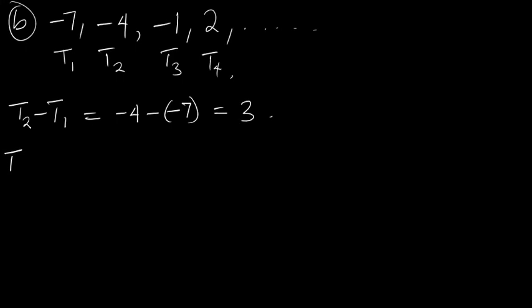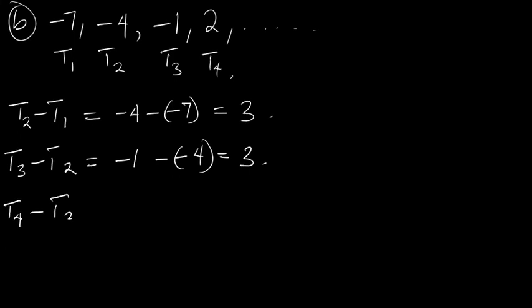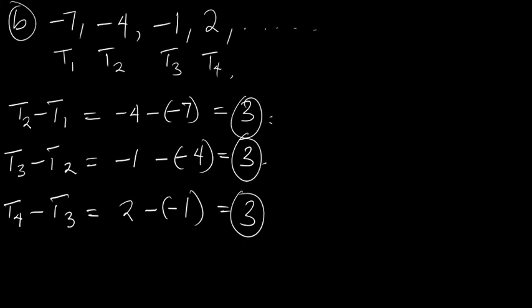Now let's look at the third term minus the second term. You have -1 minus -4, which is 3 too. Then the fourth term minus the third term is 2 minus -1, which is 3. So it has a common difference, which is 3.